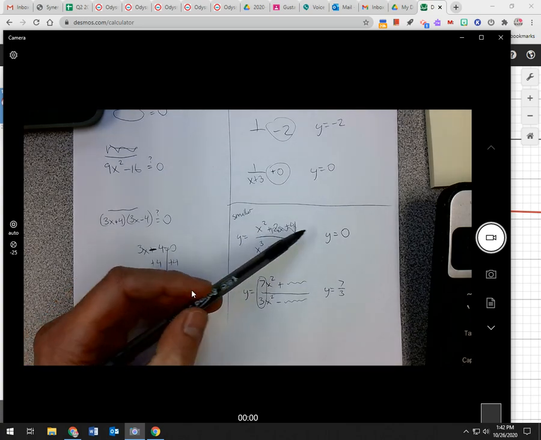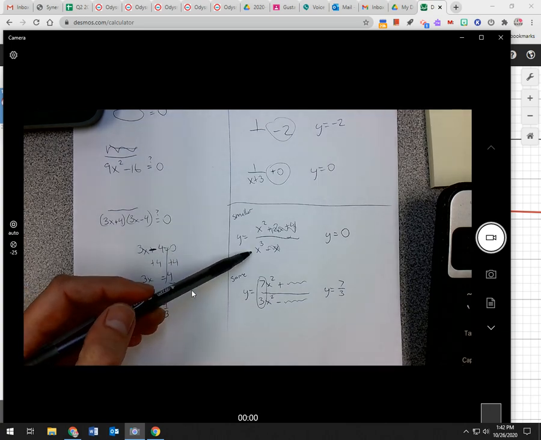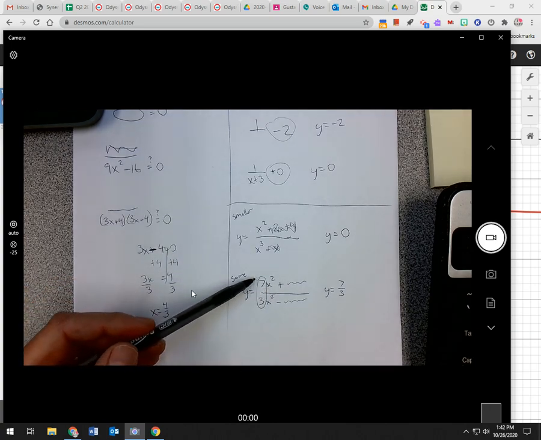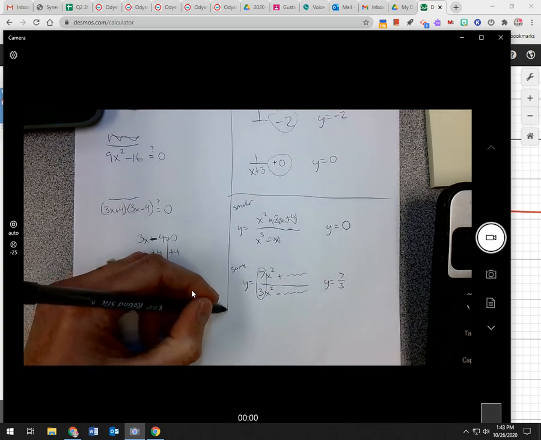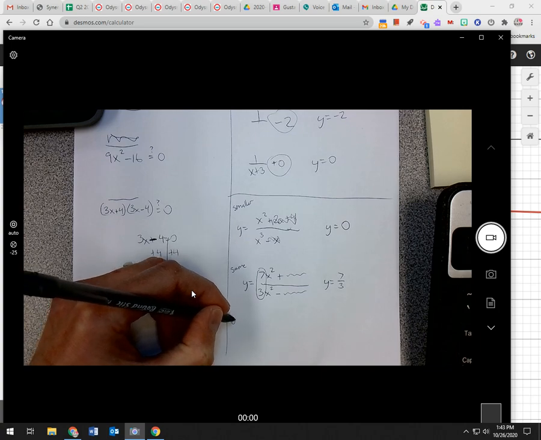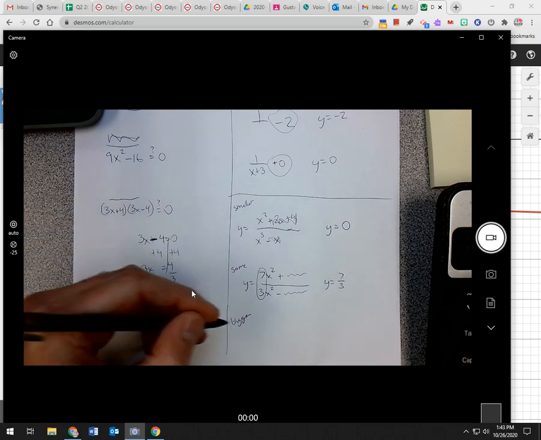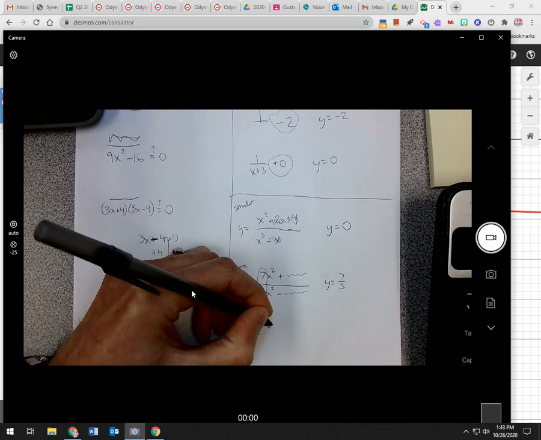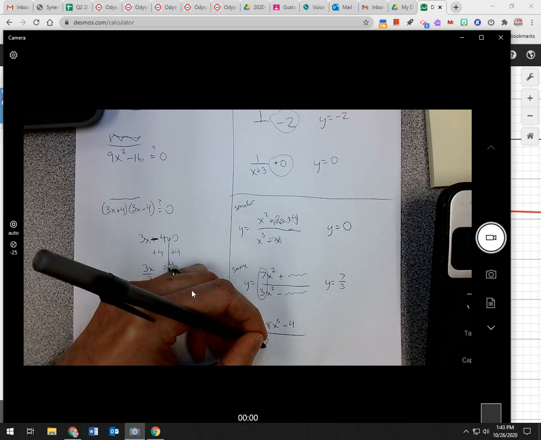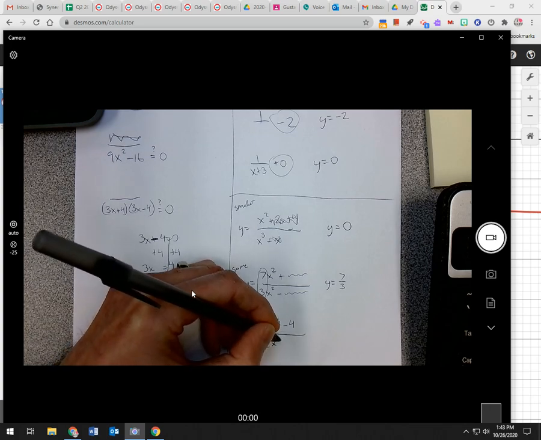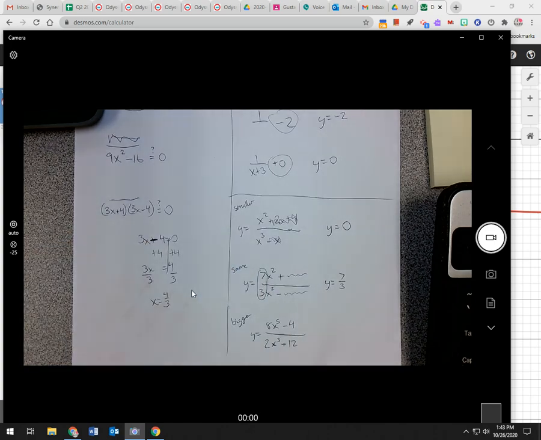Smaller on top, bigger on the bottom, always y equals 0. Doesn't matter what these numbers are. If they're exactly the same exponents, we look at the leading coefficients. That's it. If the top is bigger, so 8x to the 5th minus 4 over 2x to the 3rd minus 12, again, we don't care about this stuff. If it's bigger, there isn't going to be a horizontal asymptote.